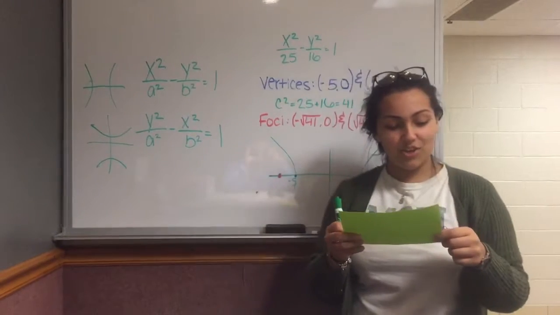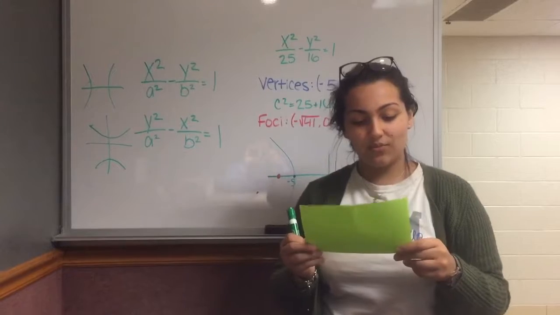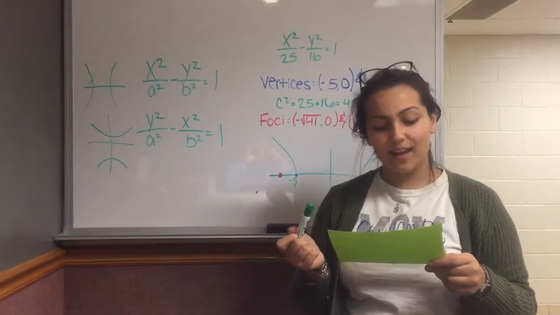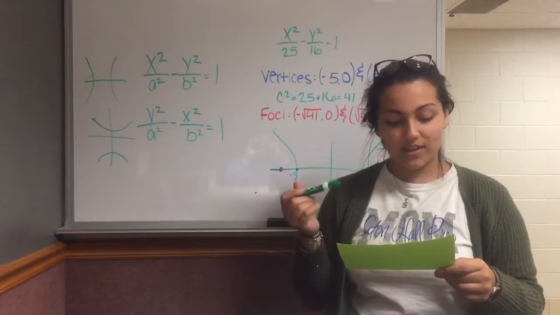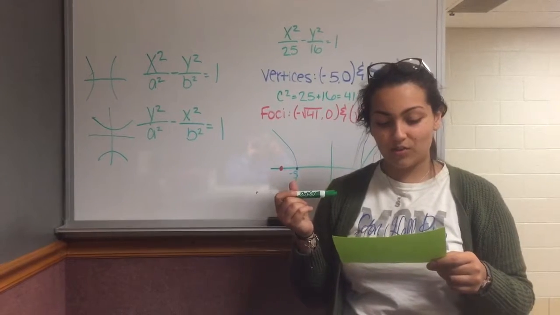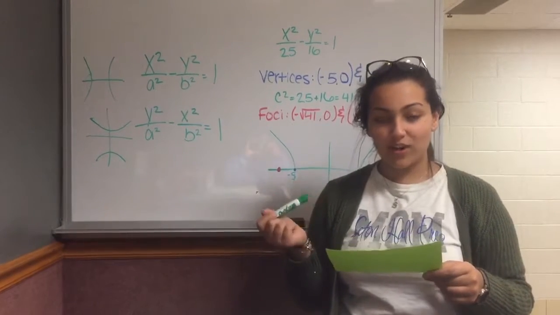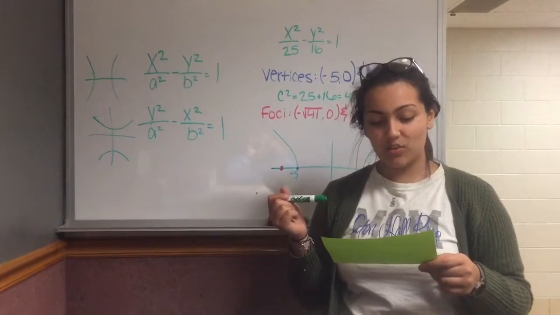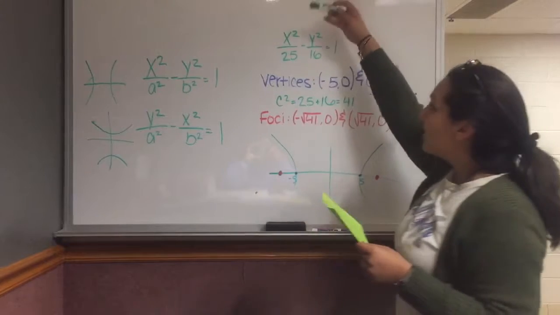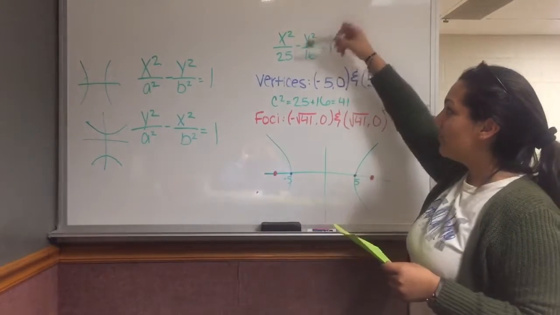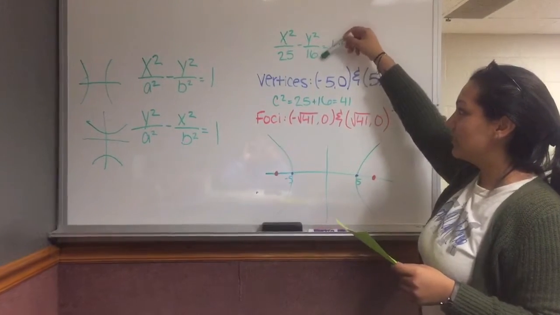Some key things that you should know: the vertices and the foci lie on the axis, and the hyperbola intersects at 2 points. The center is the midpoint of the transverse axis, and the transverse axis is the line segment that joins the vertices. For example, we have x squared over 25 minus y squared over 16.